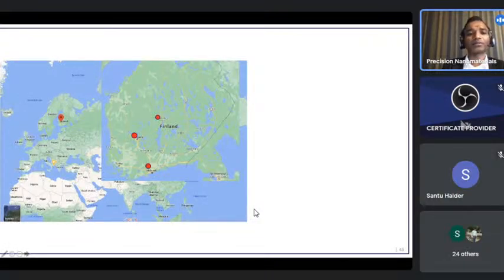I will take two slides to show where I am from. As Debrina said, I studied in Bangalore, but I was born and brought up in Karnataka state.